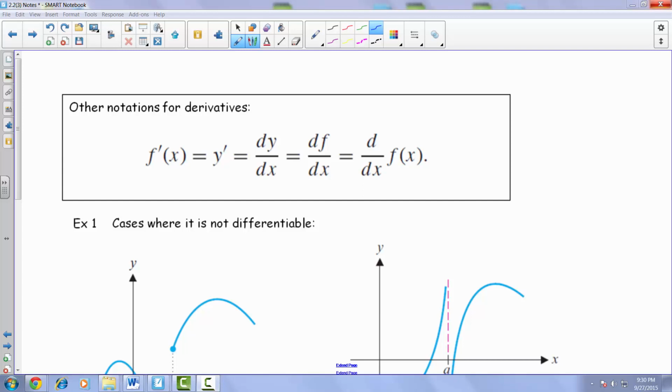Here we're looking at just some of the other notations for derivatives. This first one is just saying f prime of x because it has that dash mark that we've been seeing. All of these, again, by the way, are equivalent to one another. They're just different ways of saying derivatives.